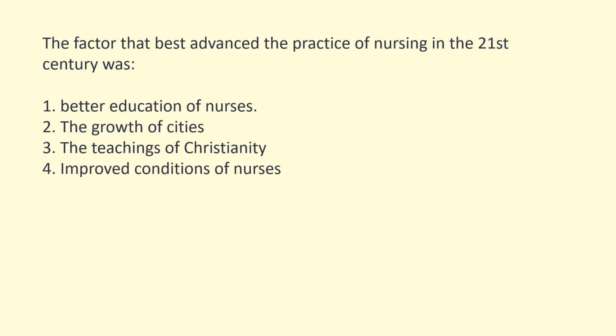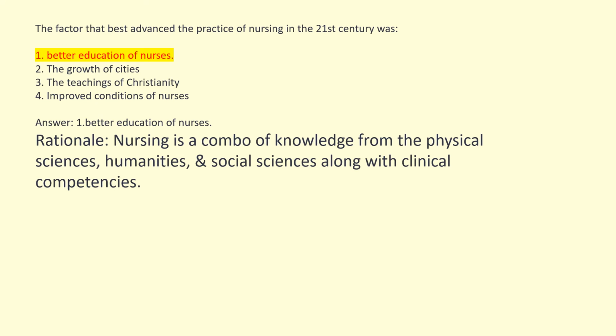The factor that best advanced the practice of nursing in the 21st century was 1. Better education of nurses. 2. The growth of cities. 3. The teachings of Christianity. 4. Improved conditions of nurses. Answer 1. Better education of nurses. Rationale. Nursing is a combination of knowledge from the physical sciences, humanities, and social sciences along with clinical competencies.